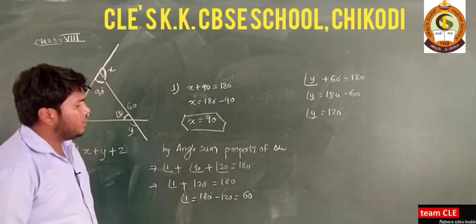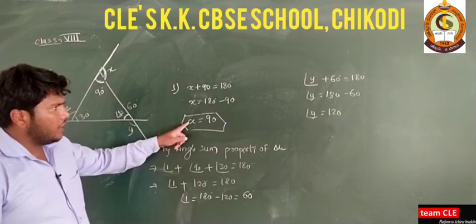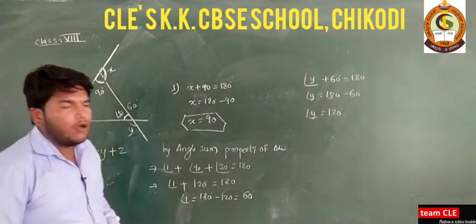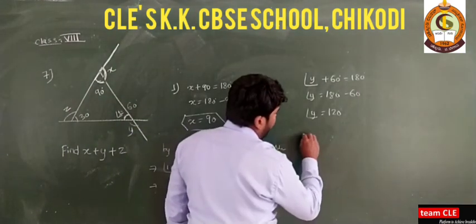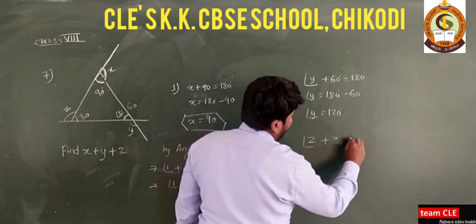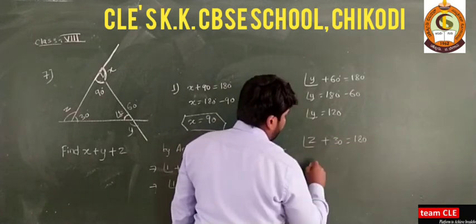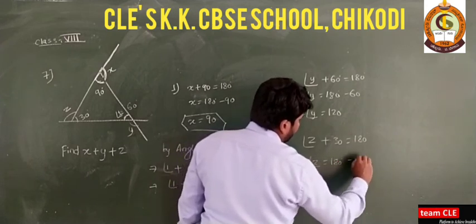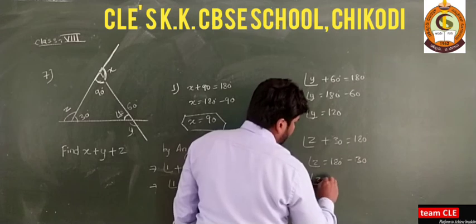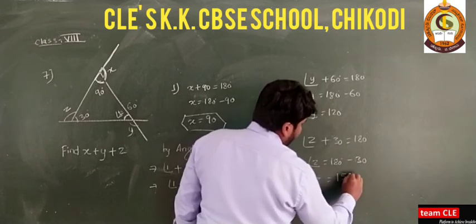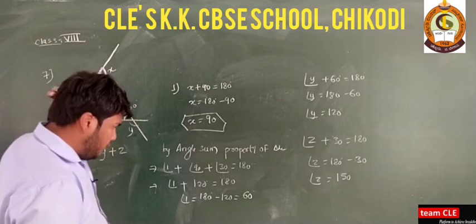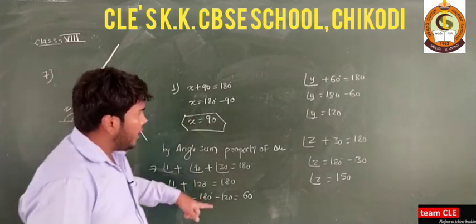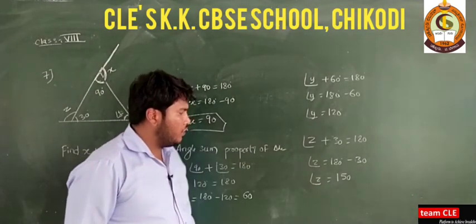Now I have got two angles, x and y. I need angle z now. So z plus 30 is equal to 180 degrees. So angle z is equal to 180 minus 30. So angle z is 150. So I got the three angles: angle x is 90, angle y is 120, and angle z is 150.